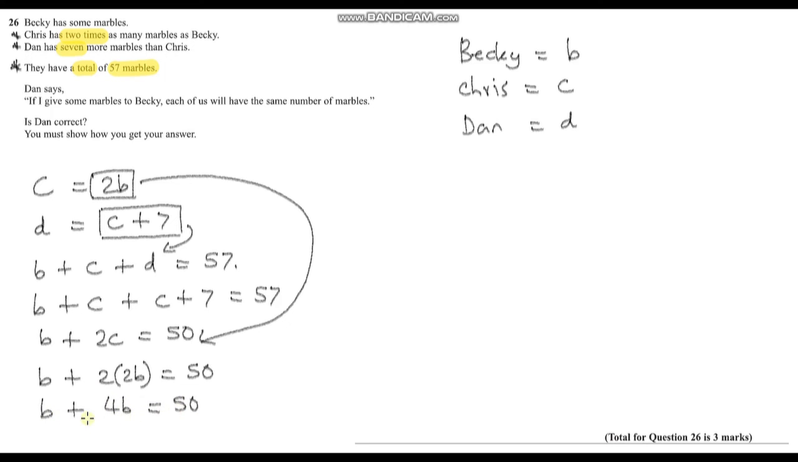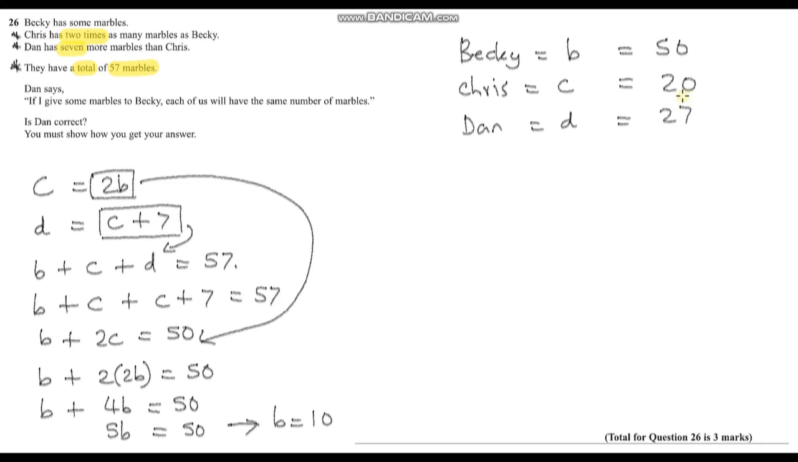So now we can simplify this. B plus 4B is 5B. So now we have 5B is equal to 50. And now we can divide both sides by 5. We get B is equal to 10. So I've figured out how many marbles Becky has. Now I can work out how many marbles everyone else has. So Chris has 2 lots of Becky. So Chris is 20. And Dan has Chris plus 7, so it'll be 20 plus 7, which is 27.